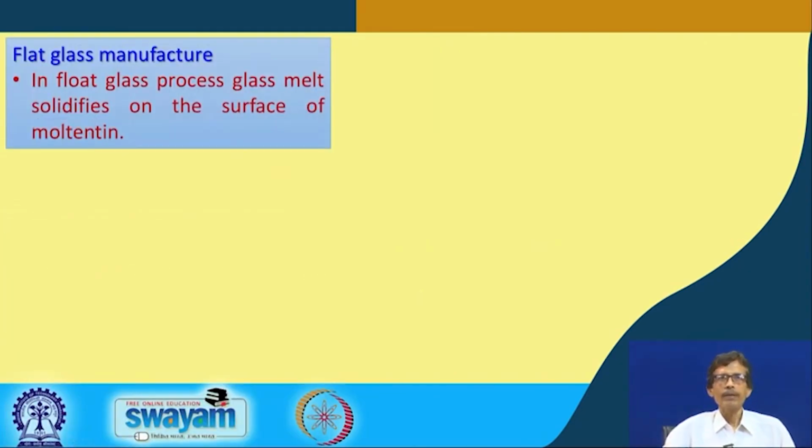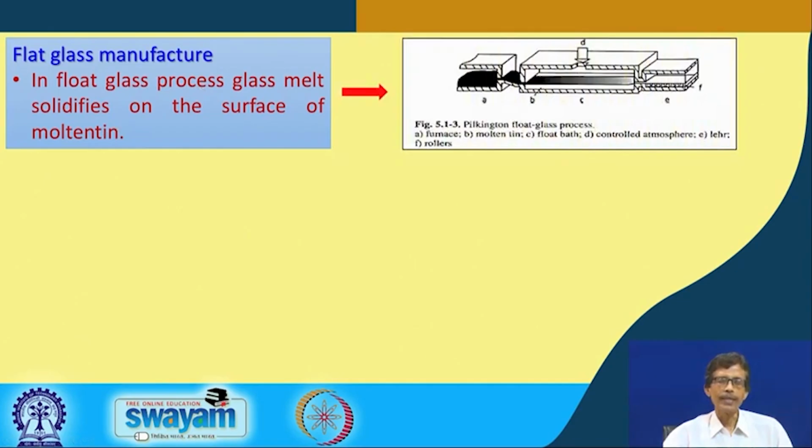How do we make flat glasses? Flat glass, also known as float glass, is made by the float glass process. The glass melt solidifies on the surface of the molten tin. So, molten tin is the material on which the glassy material spreads over the surface and gets solidified.